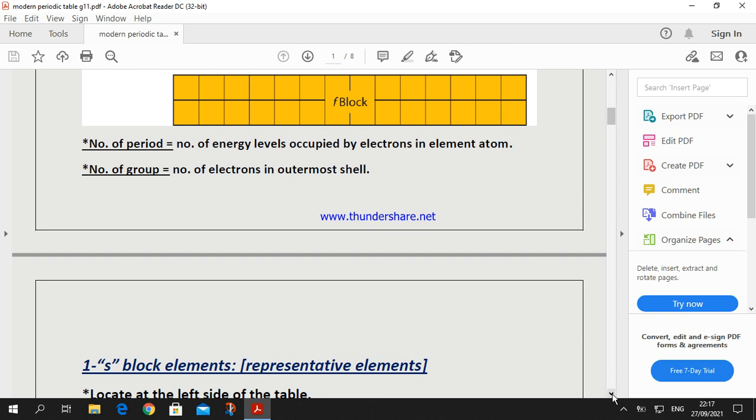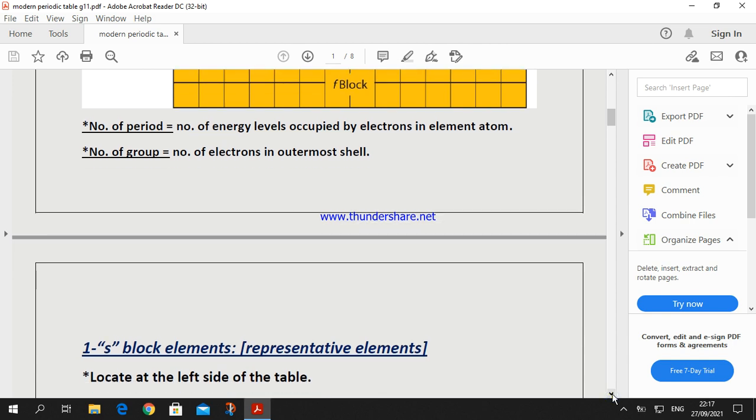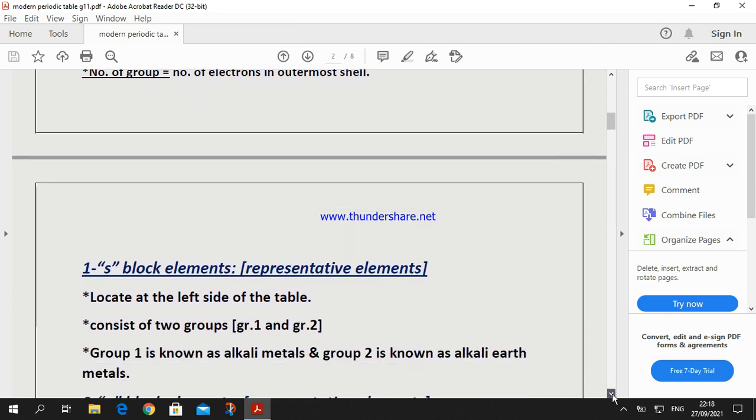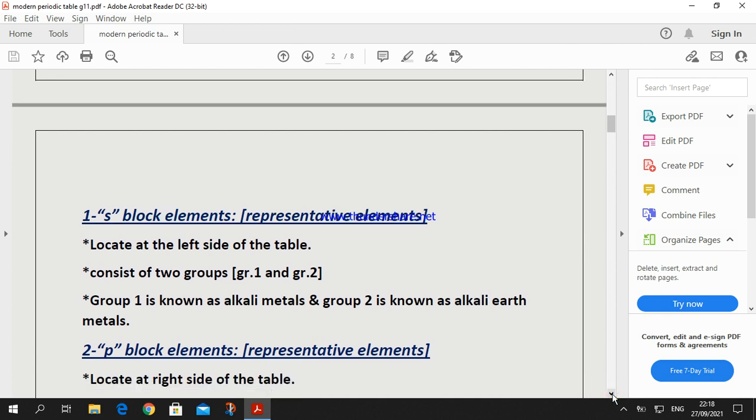For example, if we have a calcium atom, okay, and by knowing the electronic distribution inside the calcium atom, we found that, okay, the calcium is composed of 4 periods, okay? So it is located in period 4, and the outermost shell contains 2 electrons. So the calcium is located in group 2A. Today we will talk about the blocks in the table, okay?